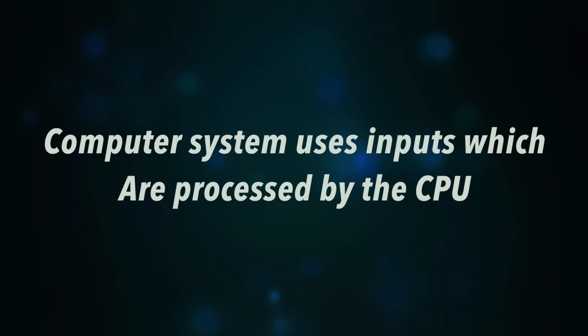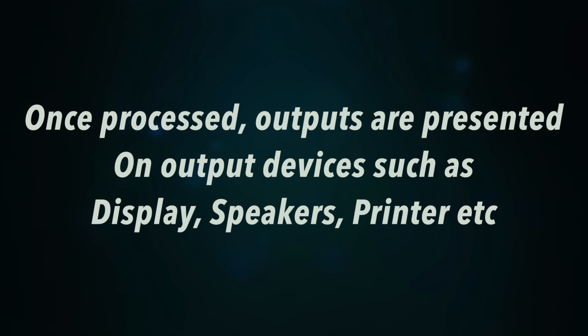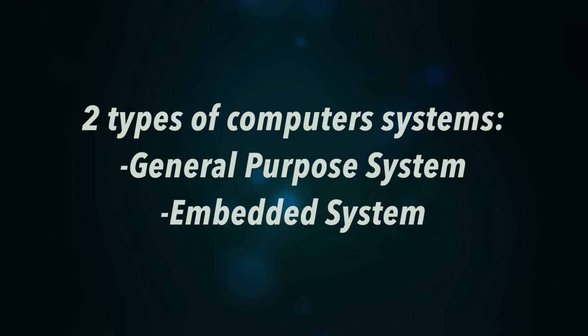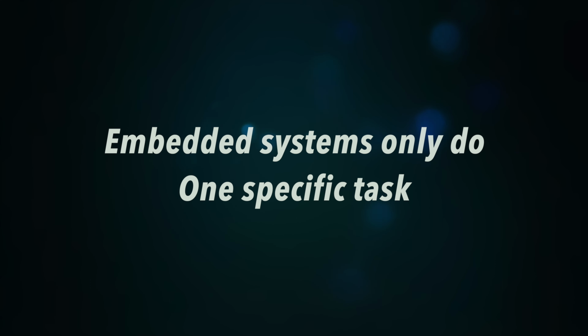So to summarize, a computer system uses inputs from you, which are processed by the CPU. Inputs come from the mouse, keyboard, microphone, etc. Once processed by the CPU, the computer shows the output by presenting an image on the screen or making a sound with speakers. Now, there are two types of computers, general purpose and embedded systems. General purpose can do many tasks, such as your laptop or your phone or your PC. An embedded system only does one specific task, like a washing machine, my favorite example.